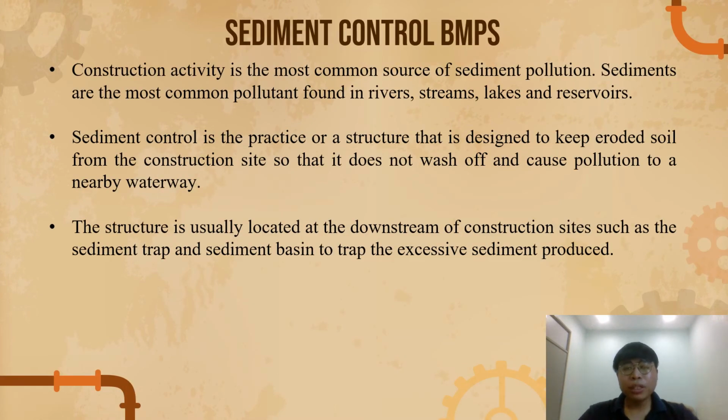Now we move to sediment control BMPs. Construction activity is the most common source of sediment pollution. Sediments are the most common pollutant found in rivers, streams, lakes, and reservoirs. Sediment control is the practice or structure that is designed to keep eroded soil on the construction site so that it does not wash off and cause pollution to the nearby waterway. The structure is usually located at the downstream of the construction site, such as sediment trap and sediment basin, to trap the excessive sediment produced.